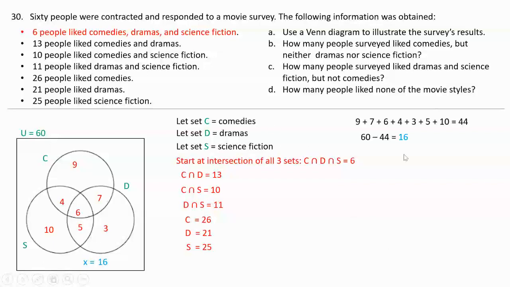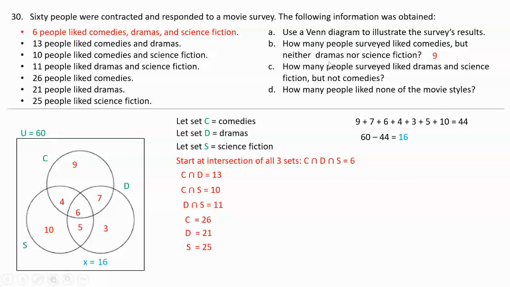Now for part B, it's asking how many people surveyed like comedies, but neither drama nor science fiction. So let's use the Venn diagram to get the result here. How many people like comedies? Comedies is right here. How many people like comedies, but neither drama nor science fiction? So neither of these here, guys. So the answer is going to be 9.